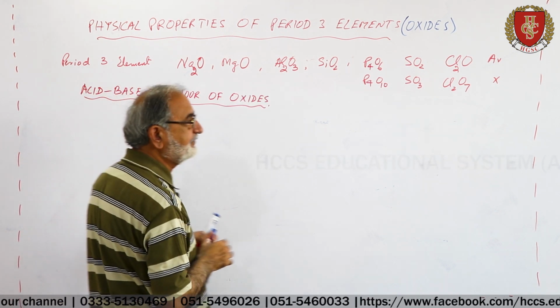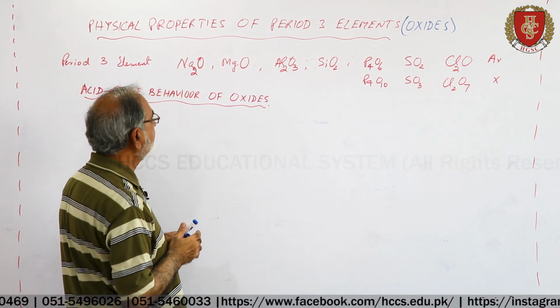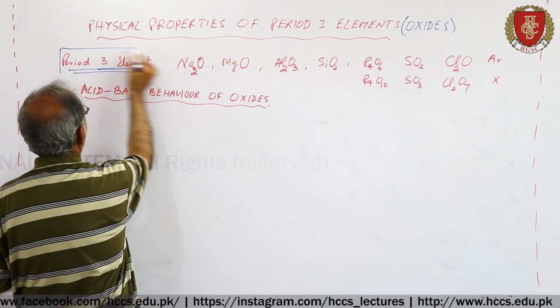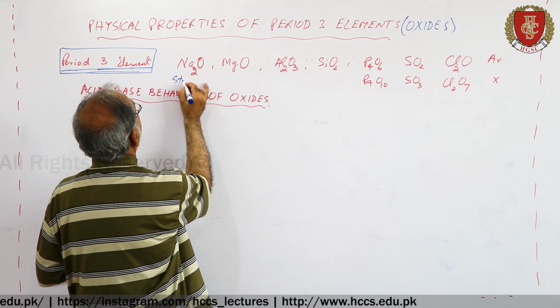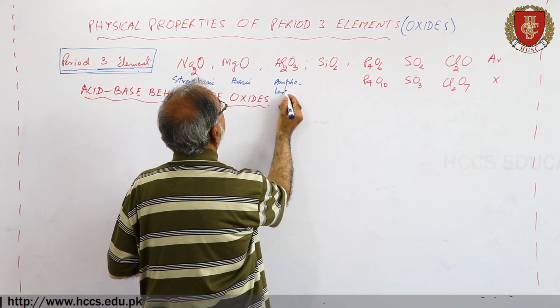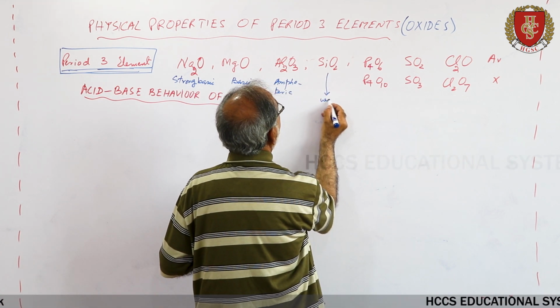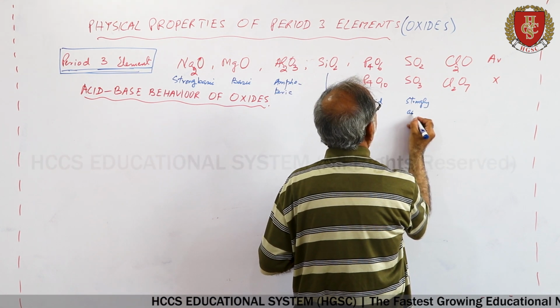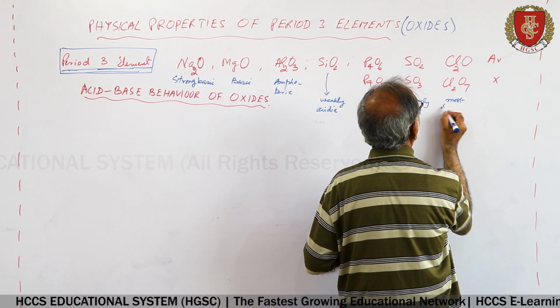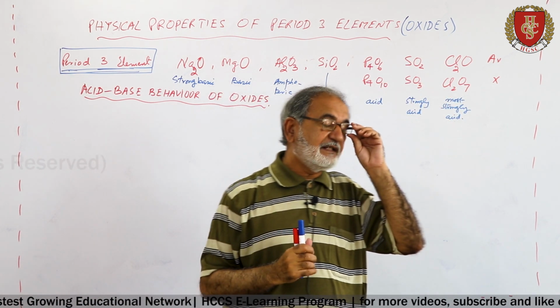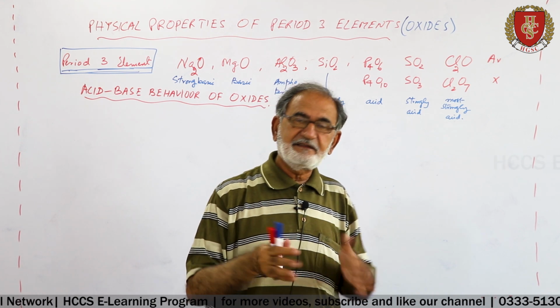oxide. Acid base behavior of oxide. Now if we consider the period 3 elements, this is strongly basic, this is basic, this is amphoteric, this is weakly acidic, this is acidic, strongly acidic, most strongly acidic. Now in general the oxides are maybe of metals or the non-metals.